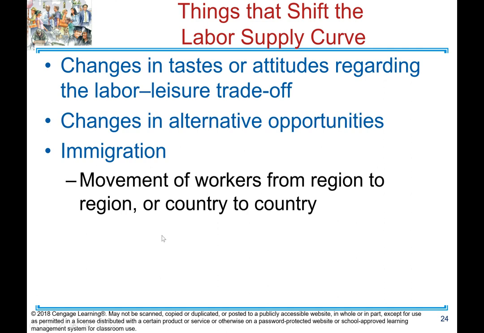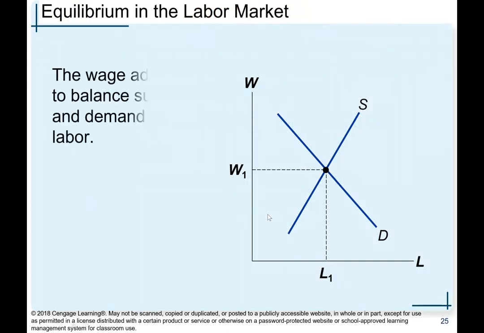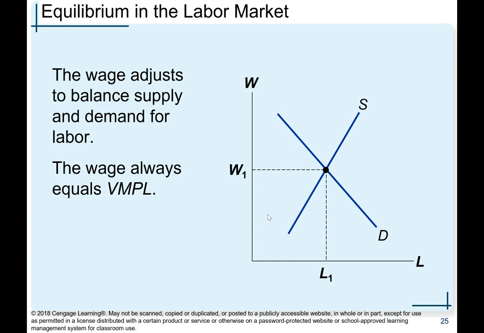Things that shift the labor supply curve: changes in tastes or attitudes regarding the labor-leisure trade-off, changes in alternative opportunities, immigration, that's the movement of workers from region to region or country to country. Equilibrium in the labor market: the wage adjusts to balance supply and demand for labor. The wage always equals the value of the marginal product.